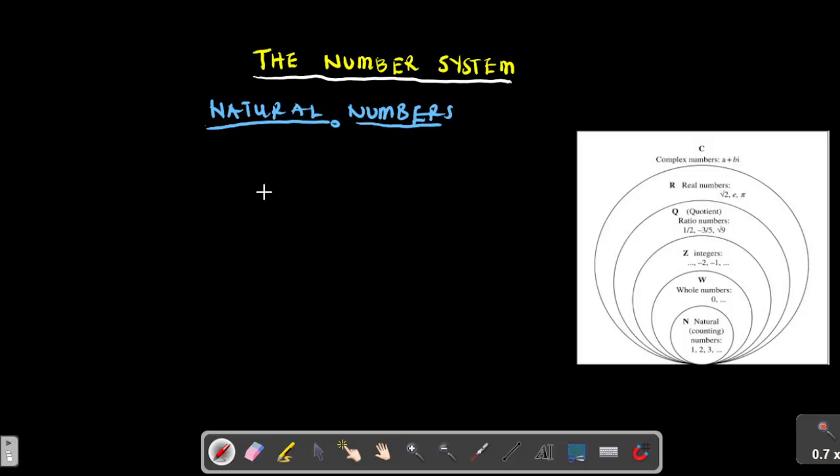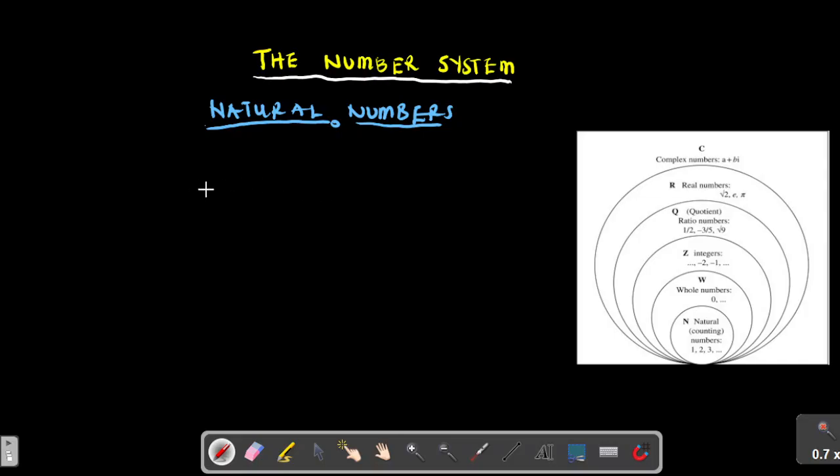In our previous lesson, we spoke about the intro to the number systems and we looked at the various number systems. In this lesson, I'm going to take you through natural numbers. We'll delve deeper into what natural numbers are, the properties, and some special things you have to know about natural numbers.